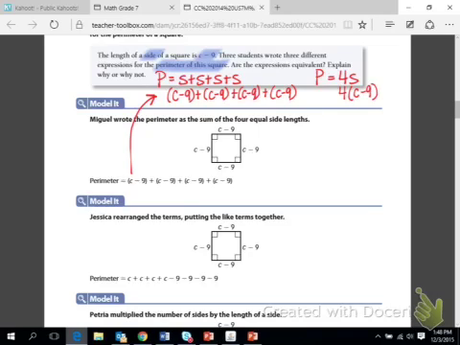Then we look at Jessica. Jessica rearranged the terms, putting the like terms together. So in our Miguel example, we have c, c, c, and c that are all like terms, -9, -9, -9, and -9 that are all like terms. So when we rearrange them, we are looking at c plus c plus c plus c, and minus 9 minus 9 minus 9 minus 9. We cover all 4 c's and all 4 negative 9's. So Jessica is also correct.